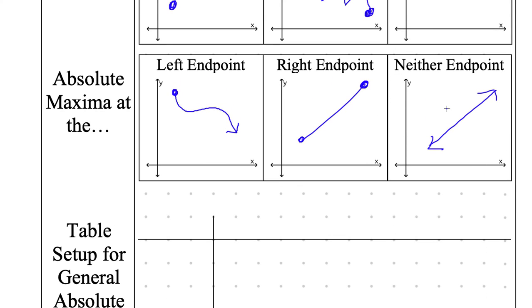Does this function ever have a maximum? No. Why? Because it goes on forever. Yeah, there it is.